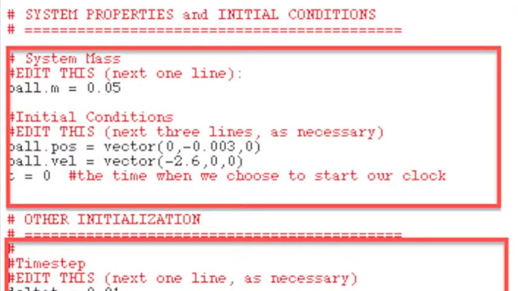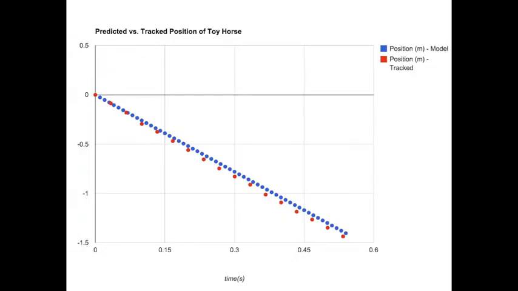This computer program essentially does this for us, just many times, so it wouldn't take so long to do it by hand. Our next step is to graph our model position data versus our tracked position data.